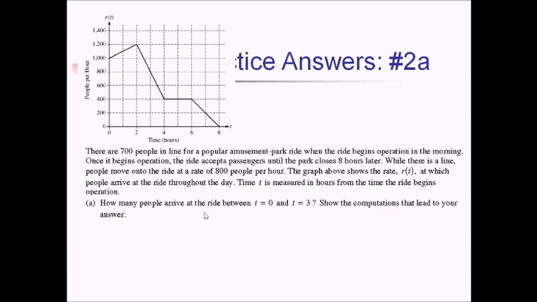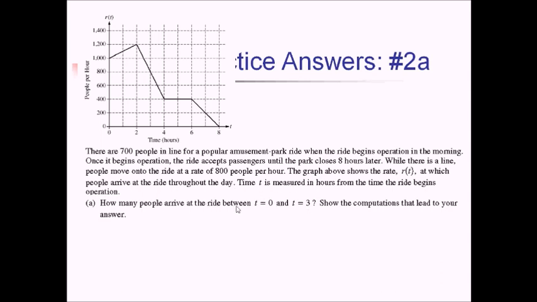So we have a rate in and a rate out. We have a rate in to get into the line for the ride, given in the graph here. The rate to get out of the line and onto the ride is this 800 people per hour. It's a constant function. So for our first part, we want to know how many people arrive at the ride, so the amount in, between times 0 and 3.